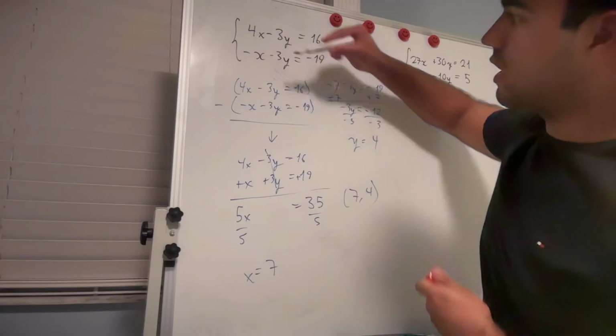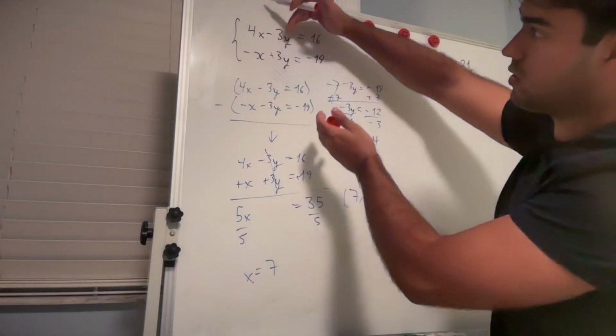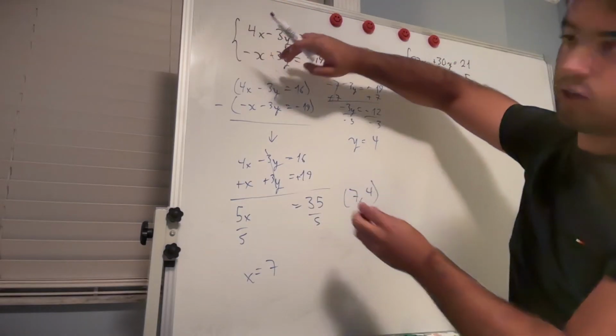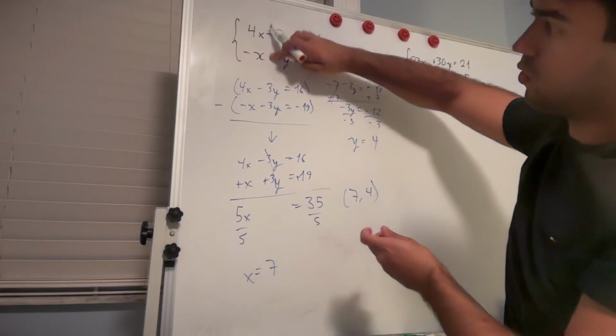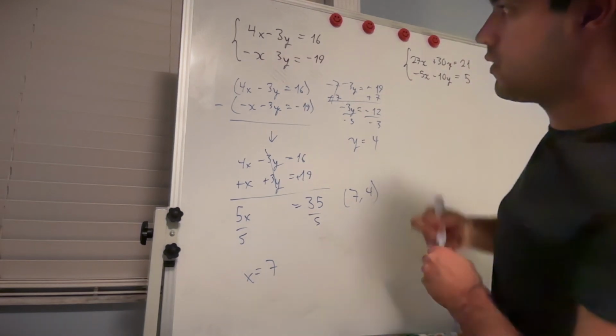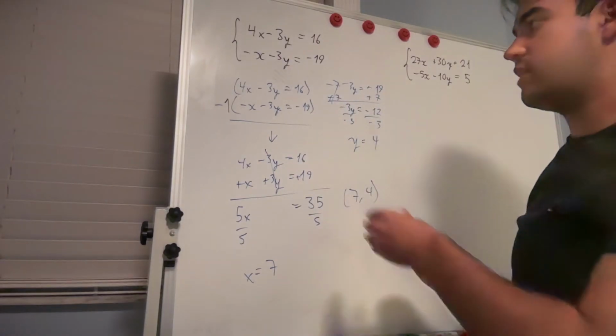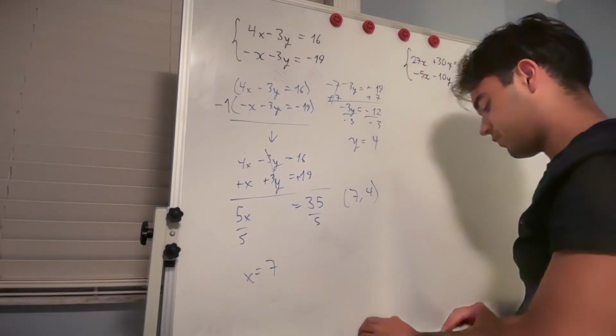let's say this was a positive 3y, you could just add these two equations and then they would still cancel out, because when you're adding, you don't distribute a negative. So realistically, what I did was I multiplied the bottom equation by negative 1, right? So like negative 1, and then added them together.